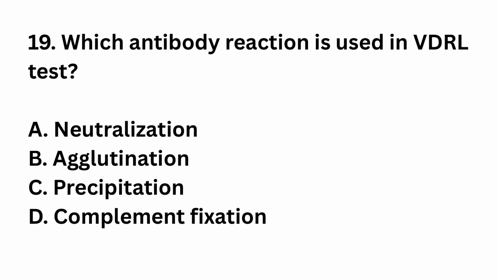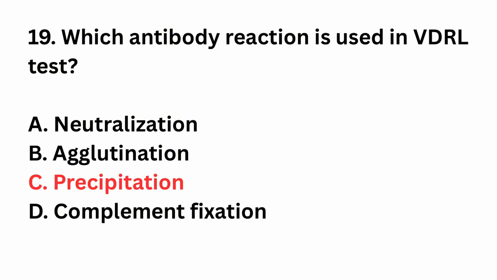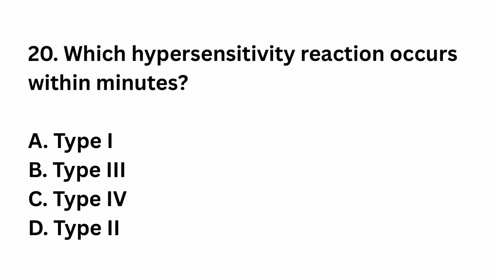Question number 19. Which antibody reaction is used in the VDRL test? Neutralization, agglutination, precipitation, complement fixation. The right answer is option C, precipitation. Soluble antigen-antibody complexes form visible precipitates. It detects antibodies indirectly.